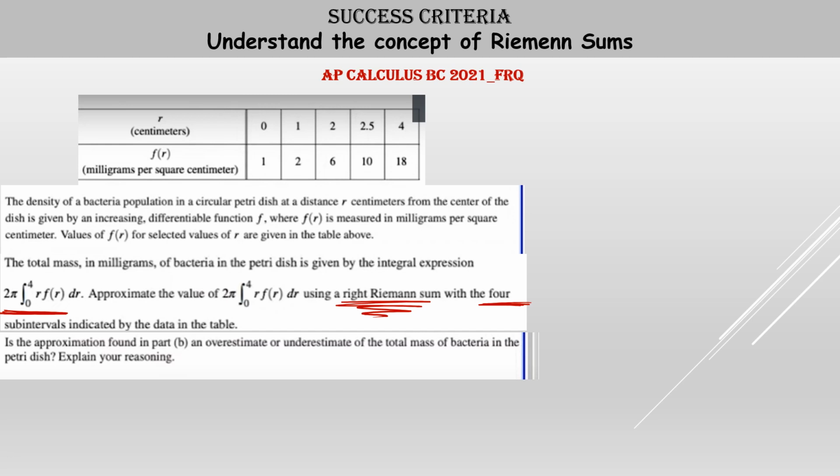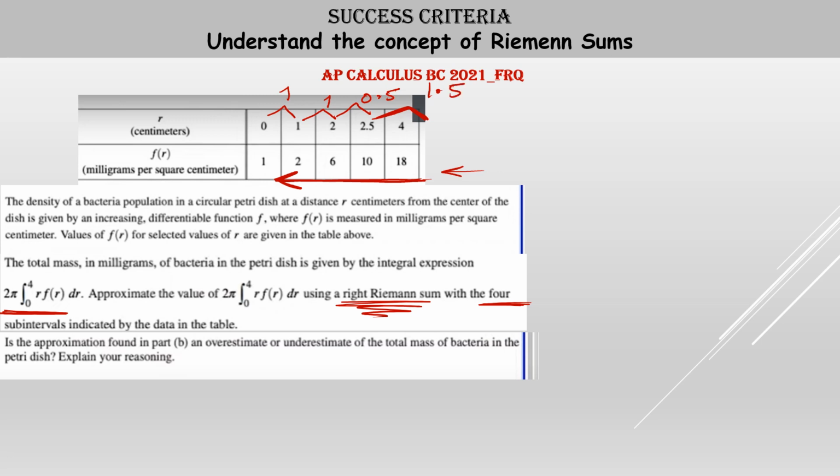Okay, now how do you find it out? First of all, write Riemann sum. When you write the Riemann sum, read from here, leave the first value. Now the widths are different. So 1 minus 0 is 1, 2 minus 1 is 1, 2.5 minus 2 is 0.5, and 4 minus 2.5 is 1.5.